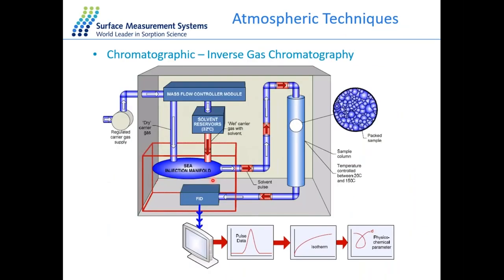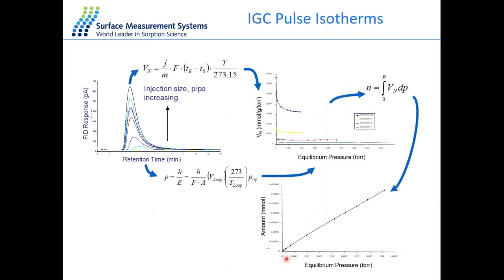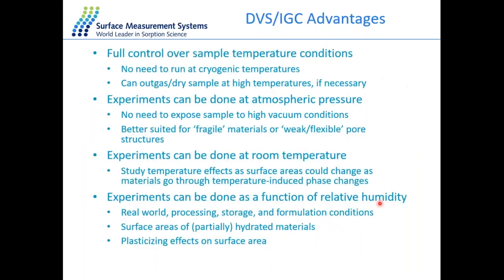So another technique that can be used to measure isotherms and subsequently BET surface areas is inverse gas chromatography. In inverse gas chromatography, the sample is put into a column or a tube. We inject a pulse of a vapor or gas. From the retention of that pulse, we can construct the isotherm. And then once we get the isotherm, as you see here, we can get the BET surface area. So essentially, any method to measure an isotherm can be used to determine the BET surface area as long as the isotherm is of the right shape.